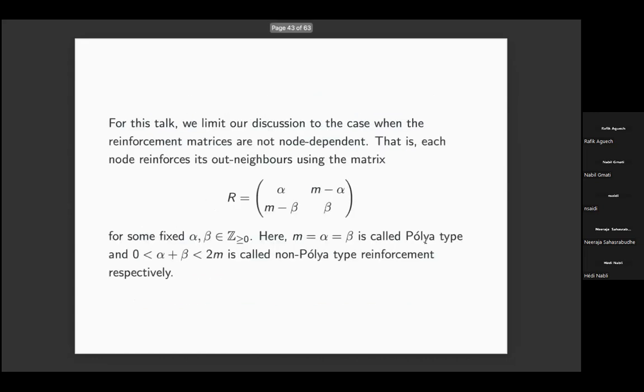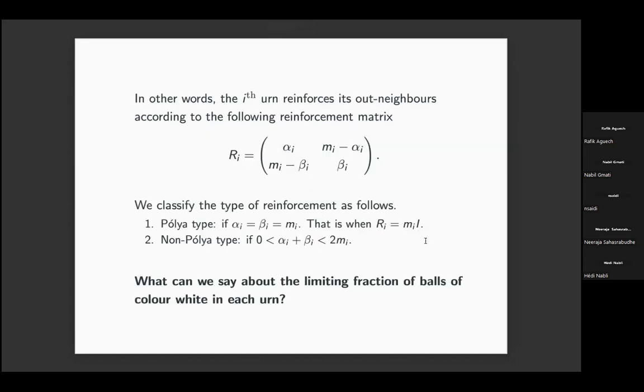While we do have some results for this case, remember here my reinforcement depends on the urn, right? I'm looking at Ri. I'm saying that if from the ith urn you draw a white ball, you add alpha I many white balls and mi minus alpha I many black balls. So these things depend on I.